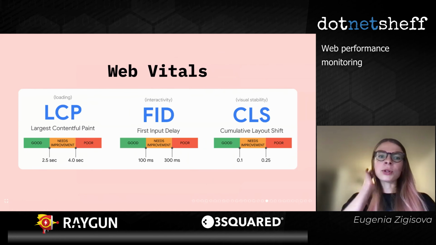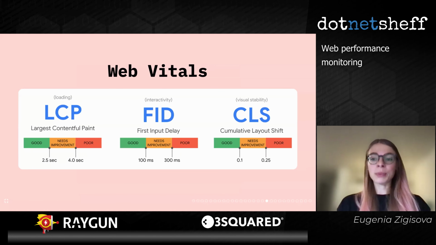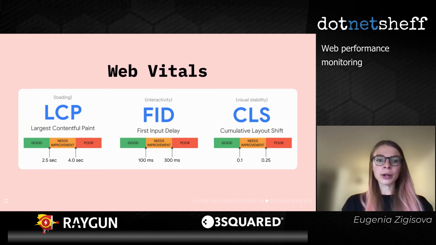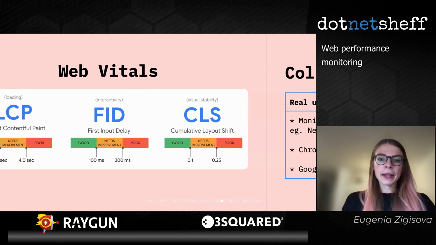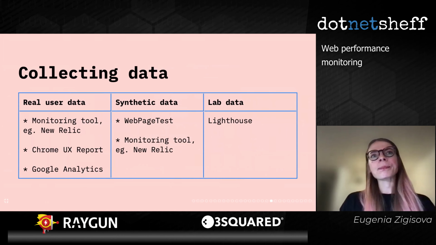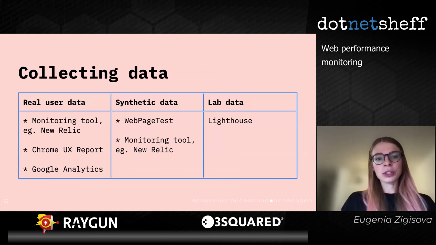So as I already mentioned, there are plenty of different metrics, but to make it simple for yourself and for others, we can focus just on a few of them, in particular Web Vitals. And so we know which metrics we would like to collect, and now it's time to think about how we're going to collect them.